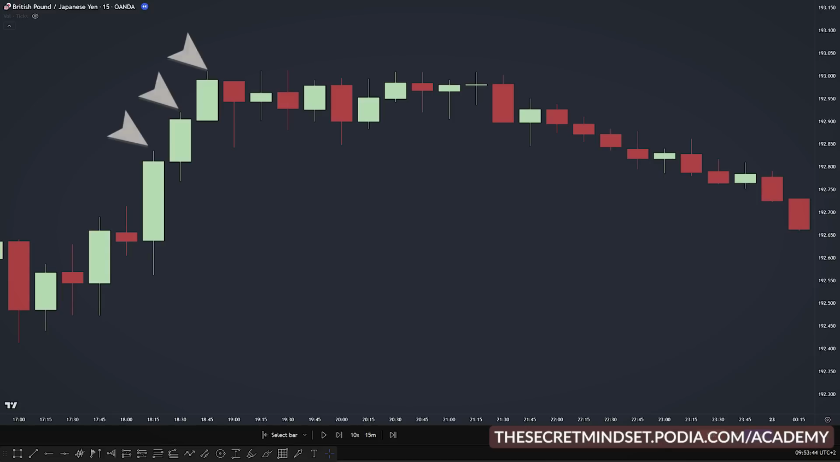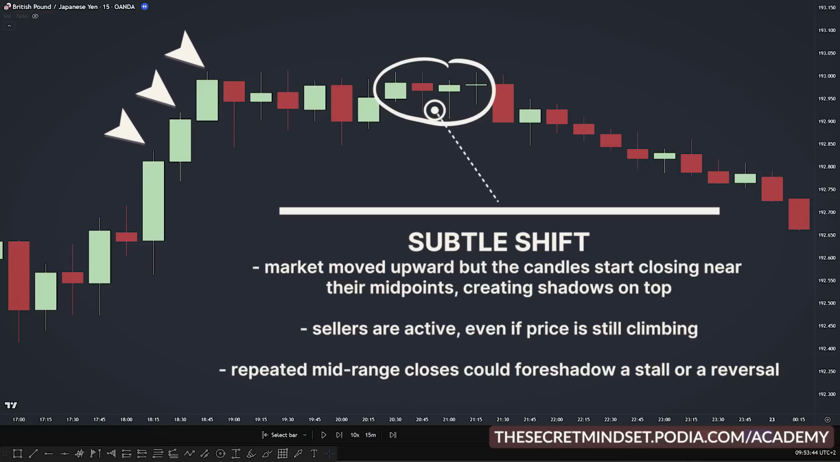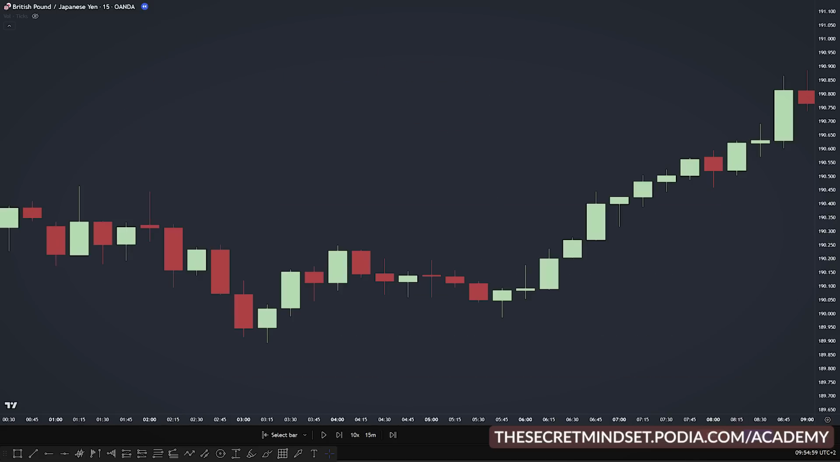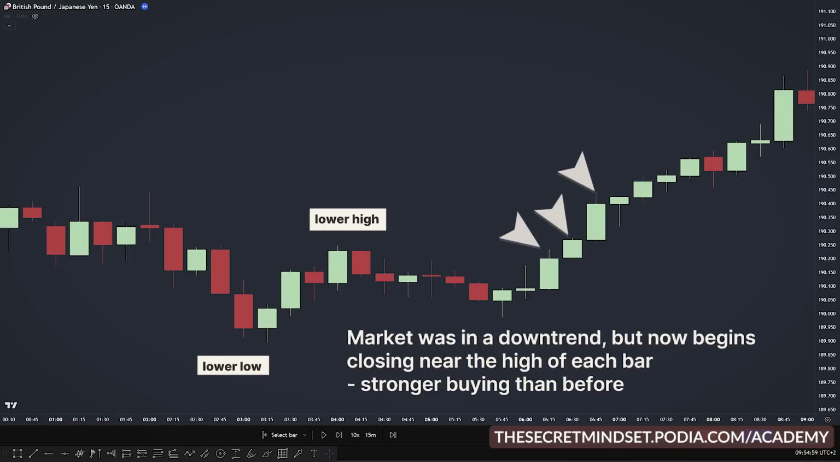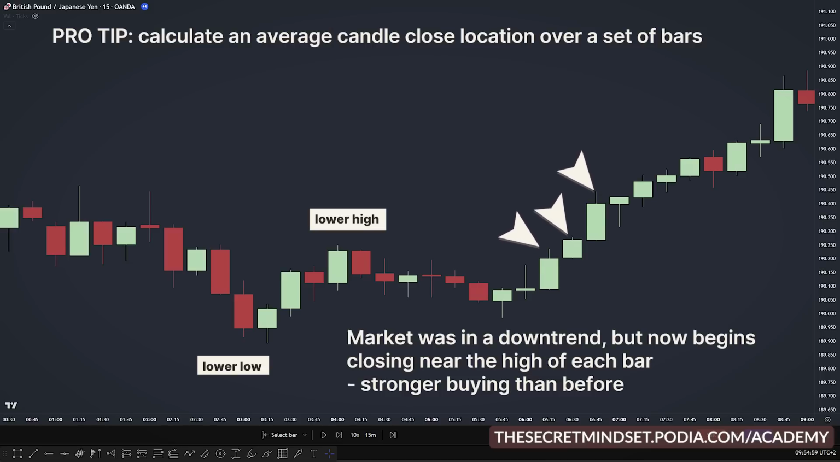Candle close location also helps you detect subtle shifts. Suppose a market moves upward, but the candles start closing near their midpoints, creating shadows on top. You might guess that sellers are active, even if price is still climbing. Over time, those repeated mid-range closes could foreshadow a stall. On the flip side, a market in a downtrend that begins closing near the high of each bar might show stronger buying than before.